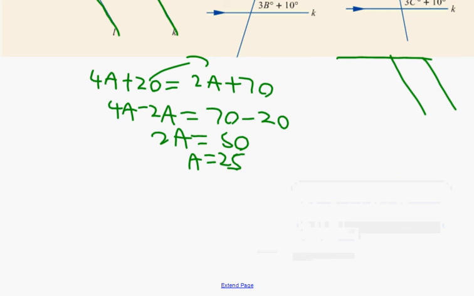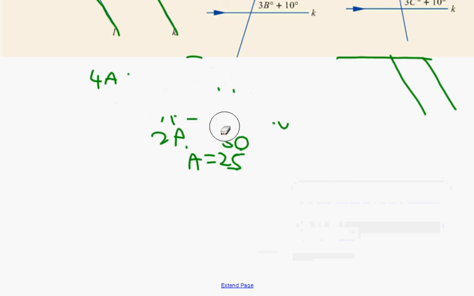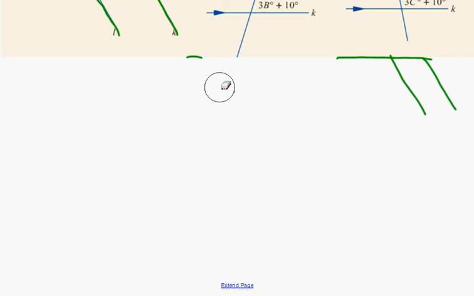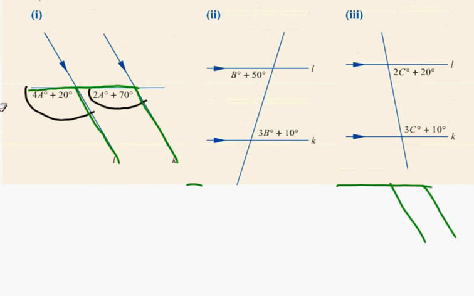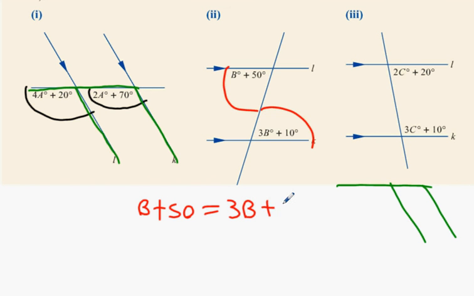Okay, next one. What's part B, guys? It's b plus 50. For what reason are you equaling the two of them, Ryan? What's the technical word for these two angles when they're the same as each other? Begins with an A. Alternate angles. Have we got that?